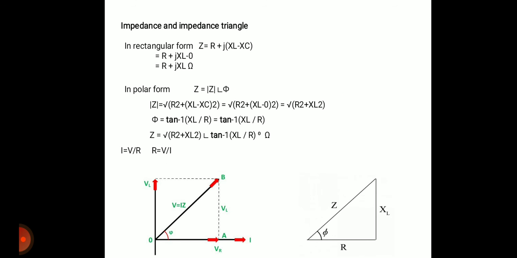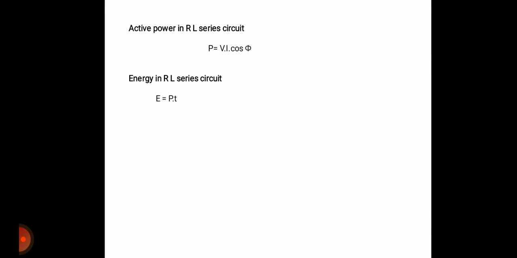So in this voltage triangle, three sides are V, VL and VR. V is equal to I into Z, VL is equal to I into XL, and VR is equal to I into R. If we divide each side of the voltage triangle by current I, then we get the impedance triangle Z, XL and R. Ohm's law says I is equal to V by R, so R is equal to V by I. So if we divide each side of the voltage triangle by the current I, we get the impedance triangle R, Z and XL.